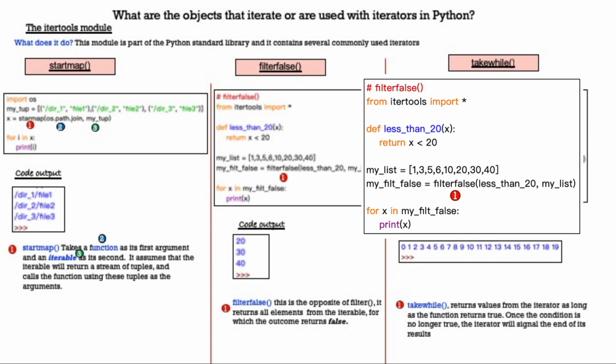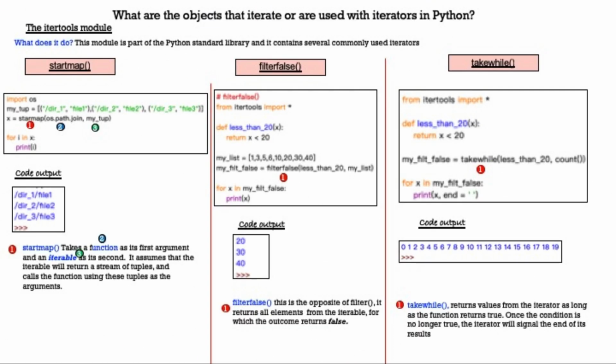So my list is a list with a bunch of numbers in it, 1 through 40. My_filter_false equals filterfalse less_than_20, comma, my list. So less_than_20 is the function. My list is the list right above this. So for x in my_filter_false, print x. So what does it return? 20, 30, and 40, because we're saying return if it's less than 20. If it was filter, it would do that. But it's filterfalse, so it does the exact opposite, and returns 20, 30, and 40 instead. So filterfalse.